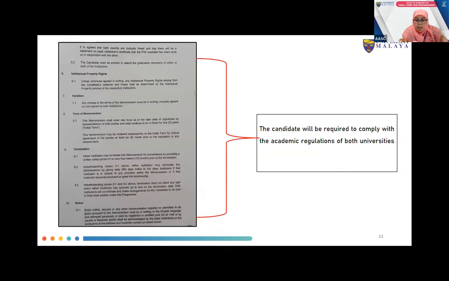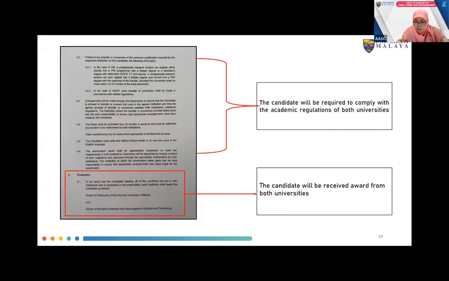And next, I'm showing you that of course they have to comply with the academic regulations of both universities. The next one is about the award, the conferment of the degree. Here we will spell out a few keywords that have to reflect the identity of the school, which carries a dual scroll. It's not an ordinary scroll. So here we can specify whether our name is to be written on the scrolls or not.